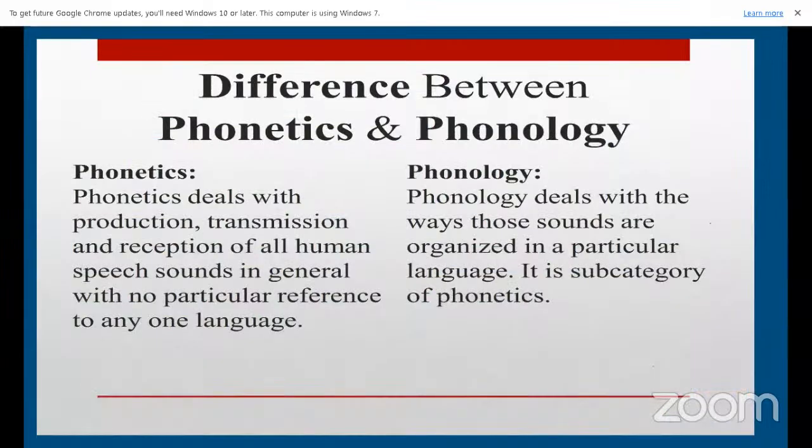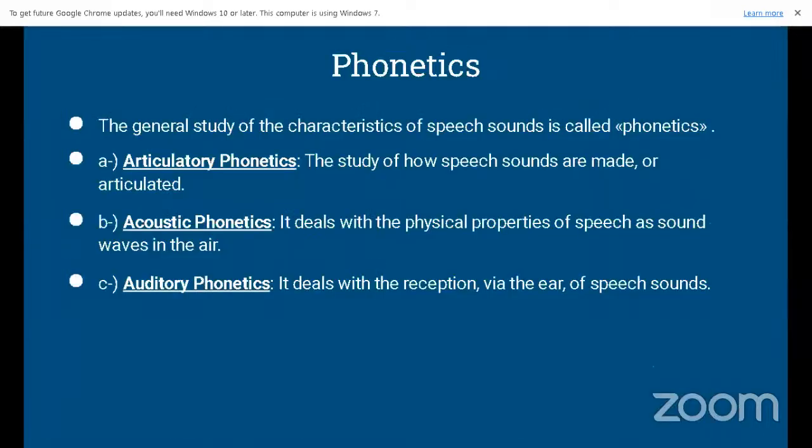Phonetics, as we know, deals with production, transmission, and reception of all human speech sounds in general with no particular reference to any one language. Phonology deals with the ways those sounds are organized in a particular language. It is a subcategory of phonetics. Phonology is these symbols arranged in a proper order to produce some kind of meaningful words.